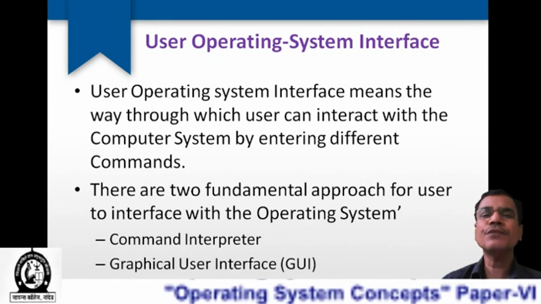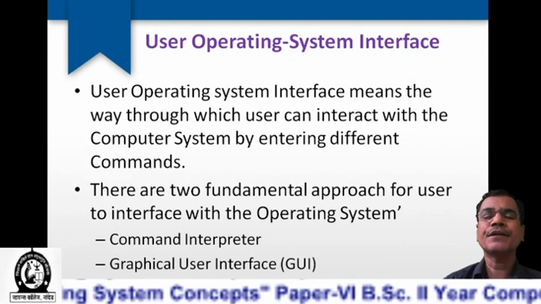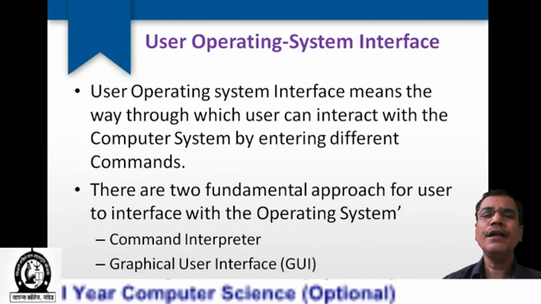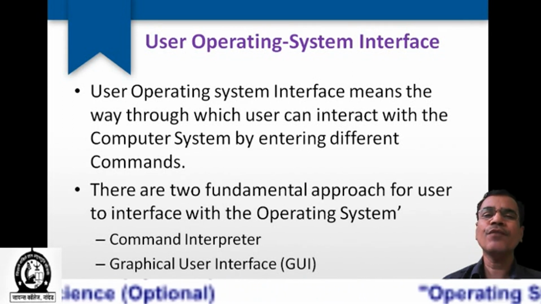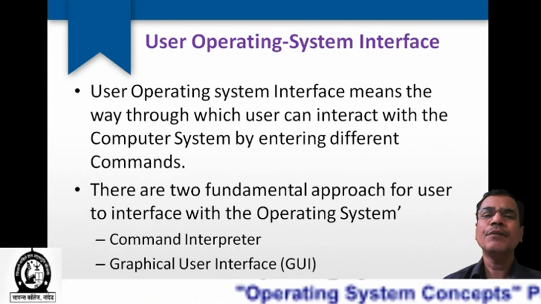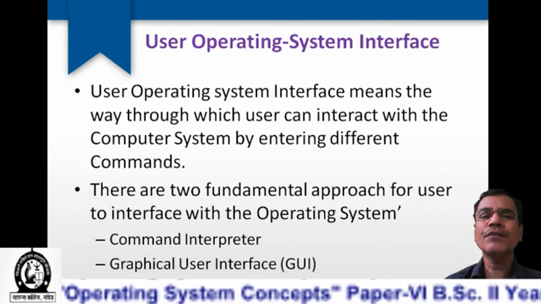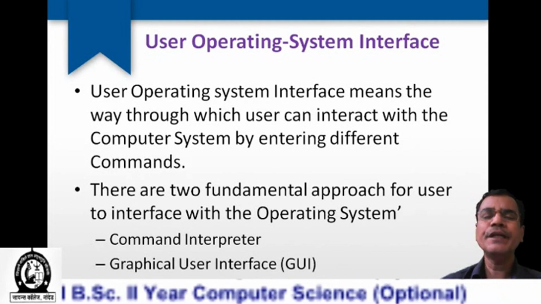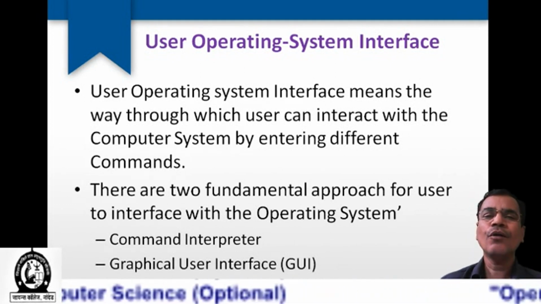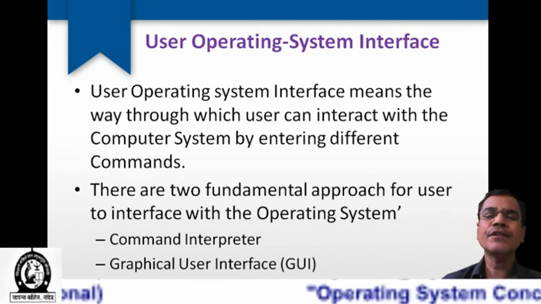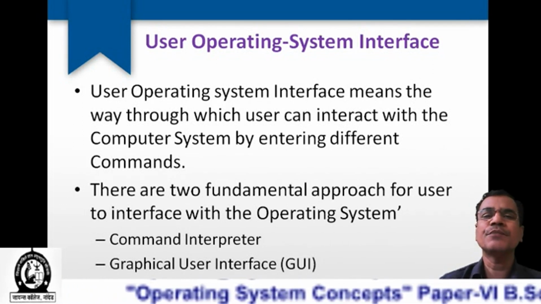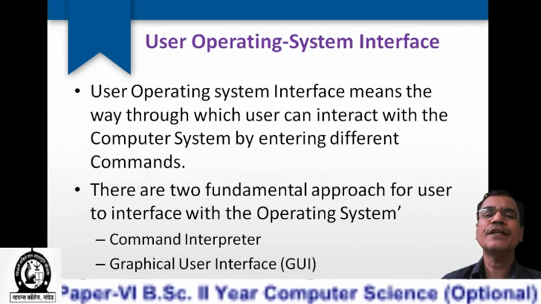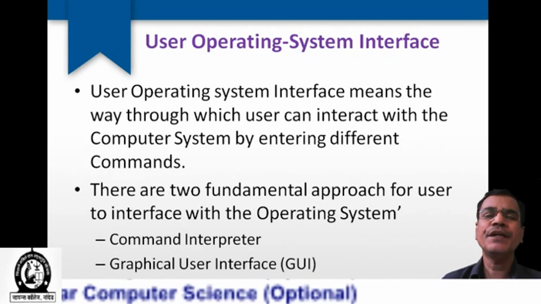In the first unit we have seen that the operating system is a mediator. It receives the command, the request from the user, and it will perform the task accordingly by sending that particular request to the hardware. So the operating system is a mediator. To interact with it, the operating system provides different ways in which the user interfaces with it, and that we call a user operating system interface.